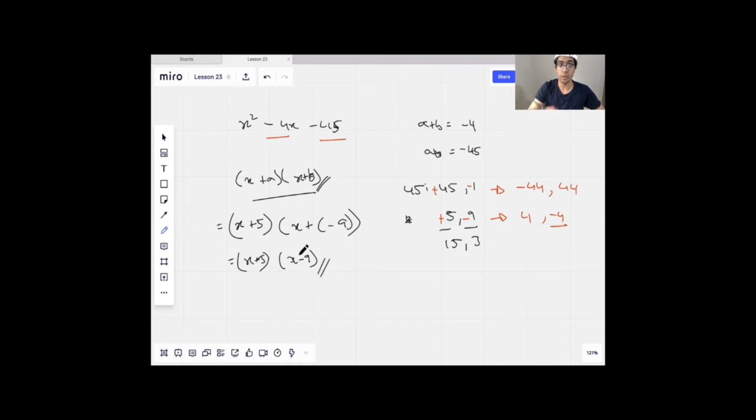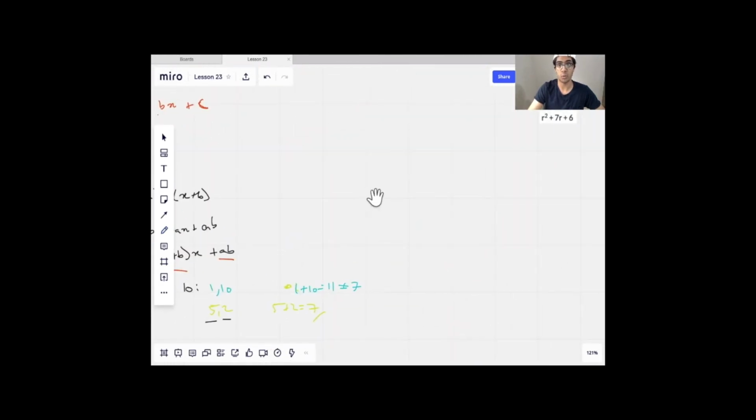So this is the process that you use to get to it. I've got another one lined up here. Why don't you pause the video and give this a go. Remember how we do it: write down a plus b equals what, and ab equals what on the side, for example. So just give the video a pause, give it a go.